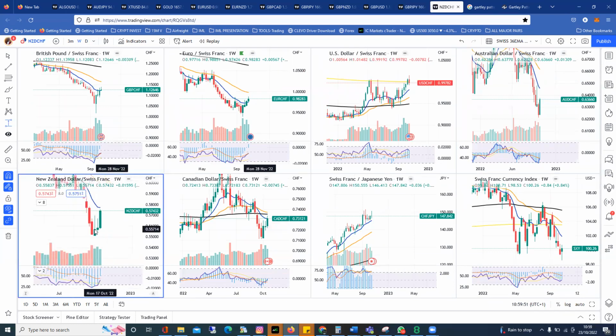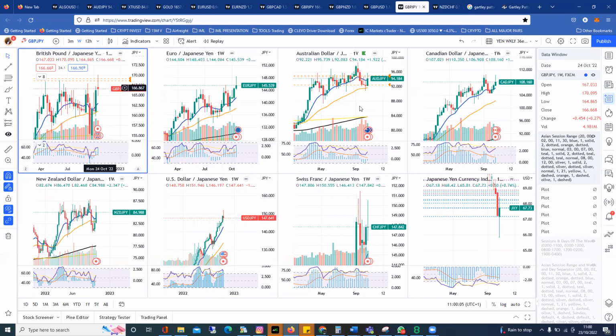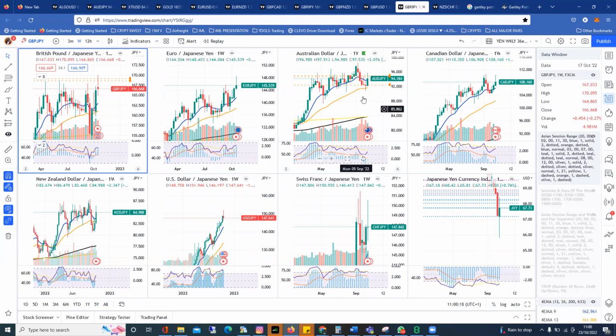When you look at this, we saw this rejection and then we continued to go to the upside on New Zealand Swiss. So if we look at the euro yen, we saw rejection and there's a possibility for us to continue. It's not as deep as the rejection we saw in the pound yen. Now we discuss more about that.